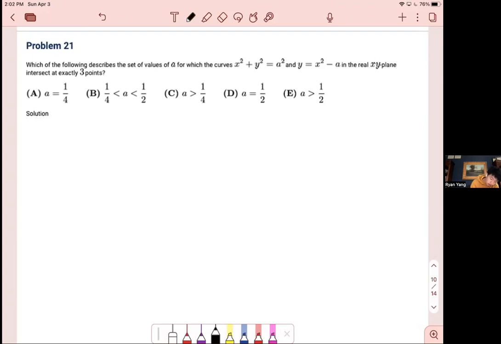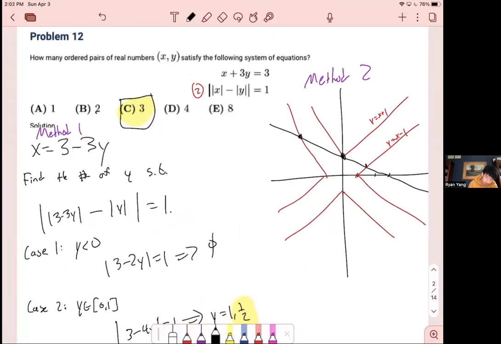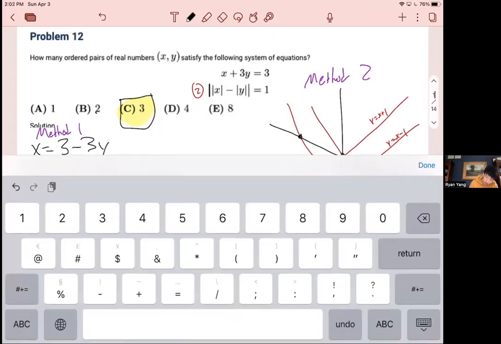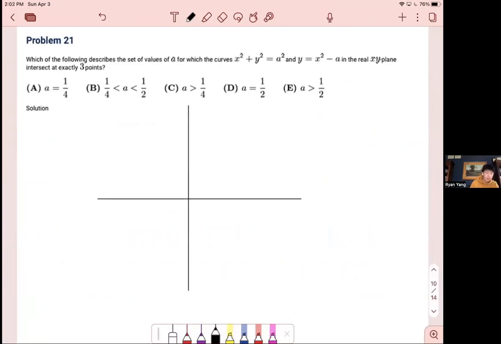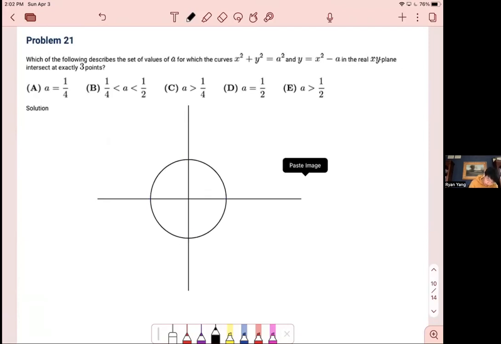Okay, so we are lucky enough to see that the first equation is clearly a circle and the second one is a shifted parabola. So we can just draw this. And we've learned our lesson from that earlier problem, learned our lesson from this one, that graphing it is quite powerful. So the first equation is like this.